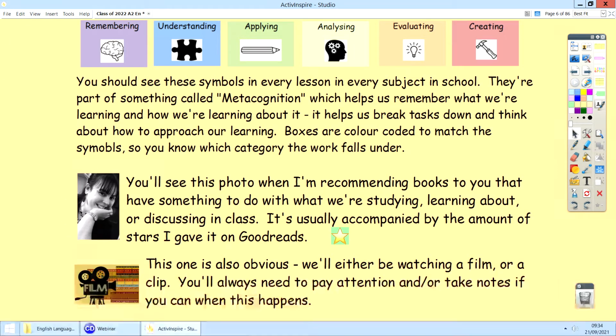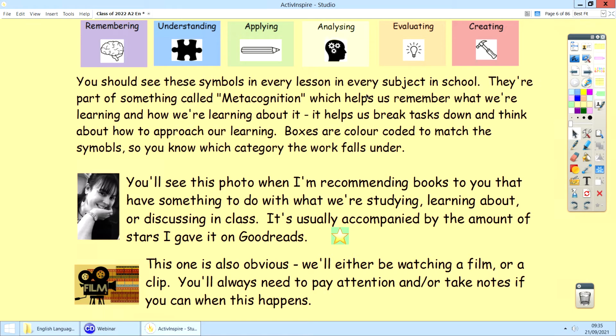Okay, my ugly mug here, you'll see when I recommend a book that is to do with what we are talking about. So you'll see this at various points throughout all the modules, but even in this one as well. And I usually put whatever stars I gave it on Goodreads in the recommendation as well, so you know how good it is, in my humble opinion. I am just one reader, of course. And then this one is obvious. It's a film. We're watching a film. Not all the time, but just in case there's a clip or something, apart from one little video clip, which I shall link below in the description box.